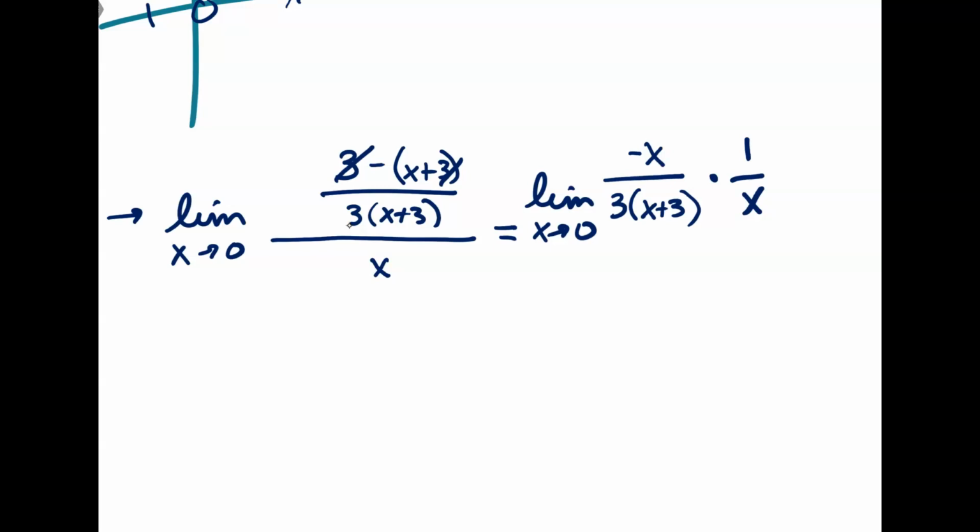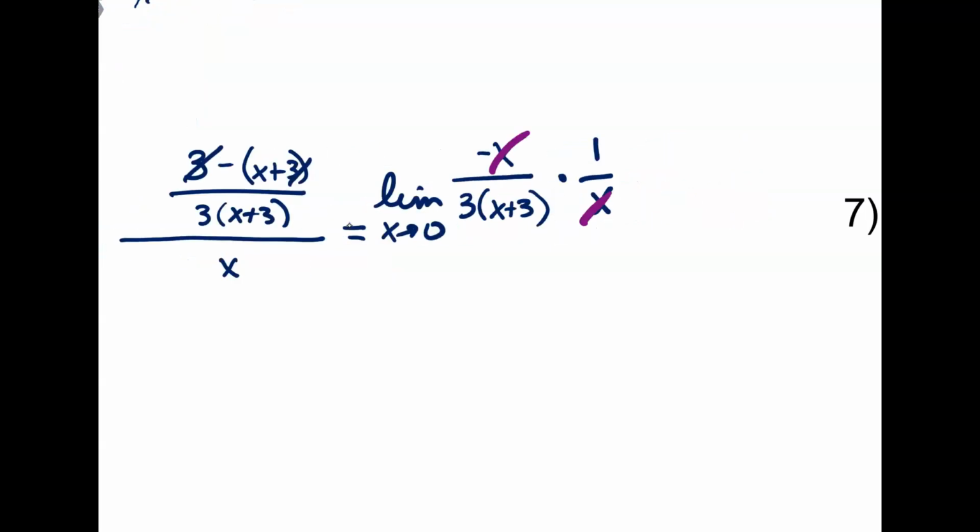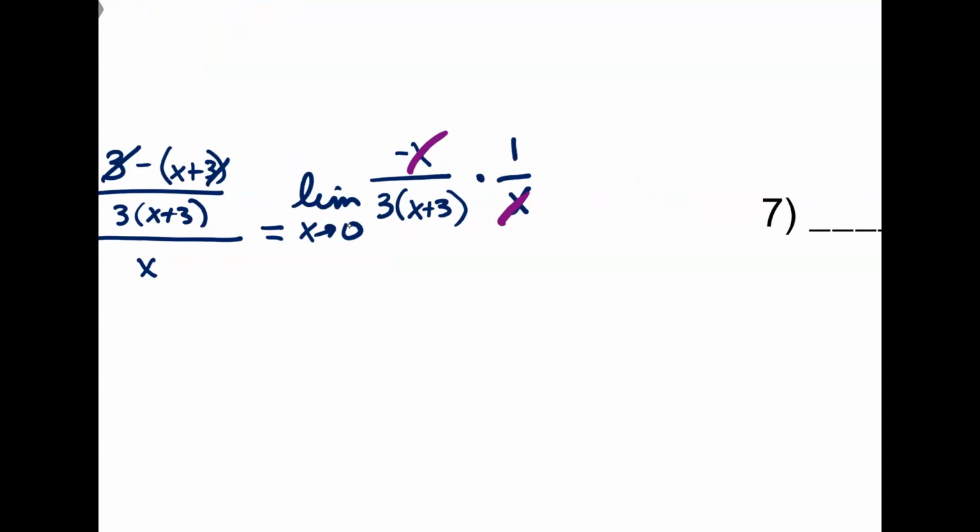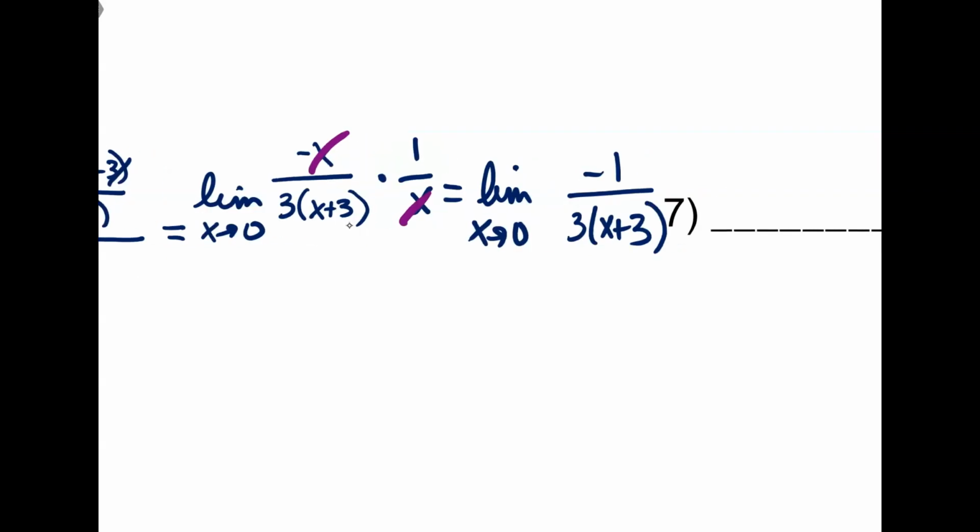Okay. Instead of dividing by x, I multiply by 1 over x. The x will cancel out. And I'm left with, oh, interesting. Okay. I was right. So left with limit negative 1 over 3 times x plus 3. So this turns into negative 1/9. When I plug in 0 here, negative 1 over 3 times 3 is negative 1/9. Awesome.